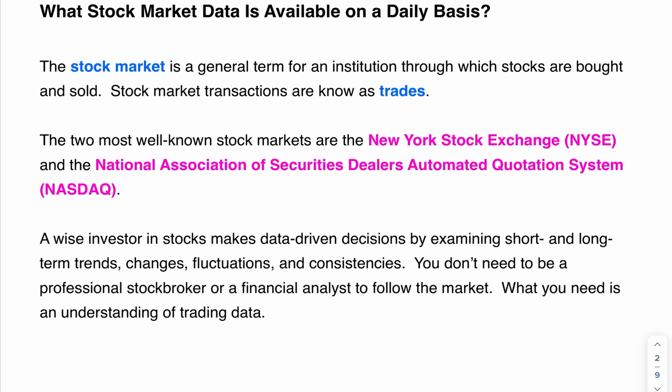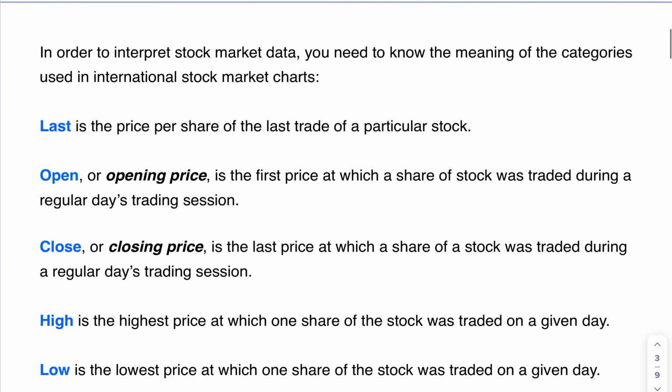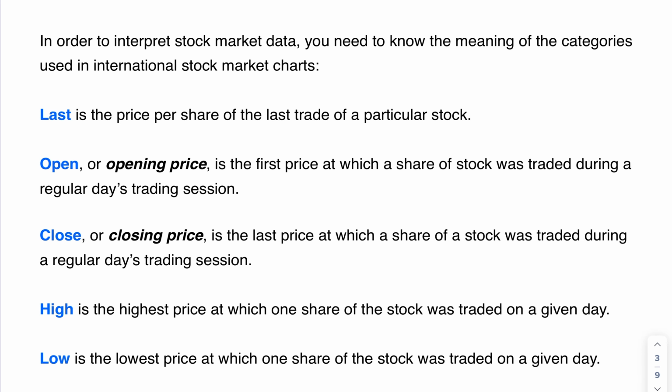Okay, now before we go into some trading data, let's take a look at some terminology. In order to interpret stock market data, you need to know the following. When you see the term last, it is the price per share from the last trade of a particular stock. When you see the word open or opening price, that is the first price at which a share of stock was traded during a regular day's trading session.